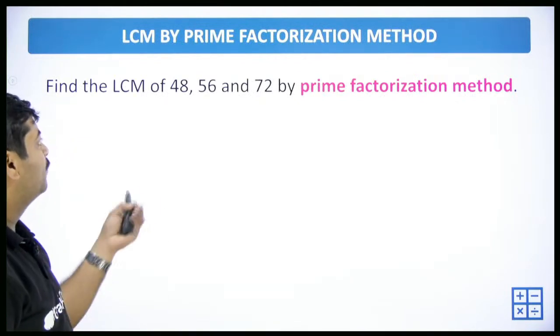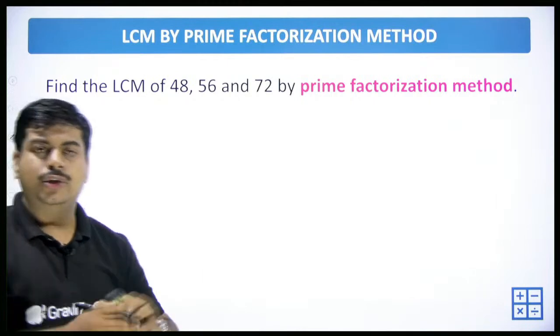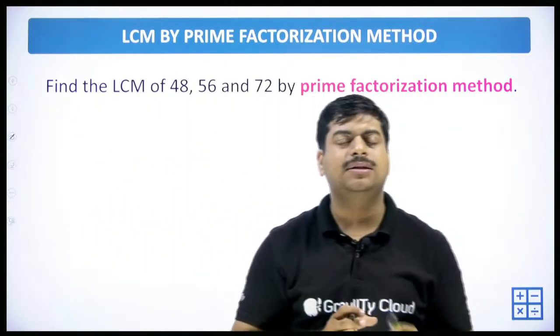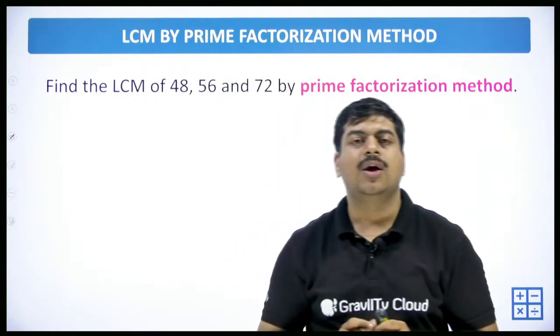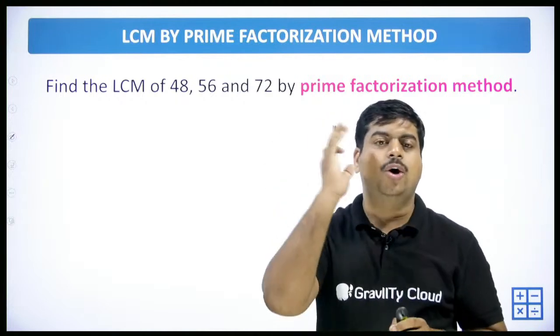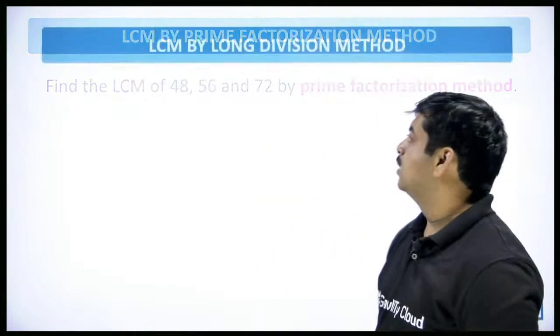Find the LCM of 48, 56 and 70 by prime factorization method. Again, the same method. I am not going to do that; I am leaving that for you. Just take all the prime factors, find all of them, and see which are common. Write those once and write all the remaining ones as they are. Okay, so please try to do that.